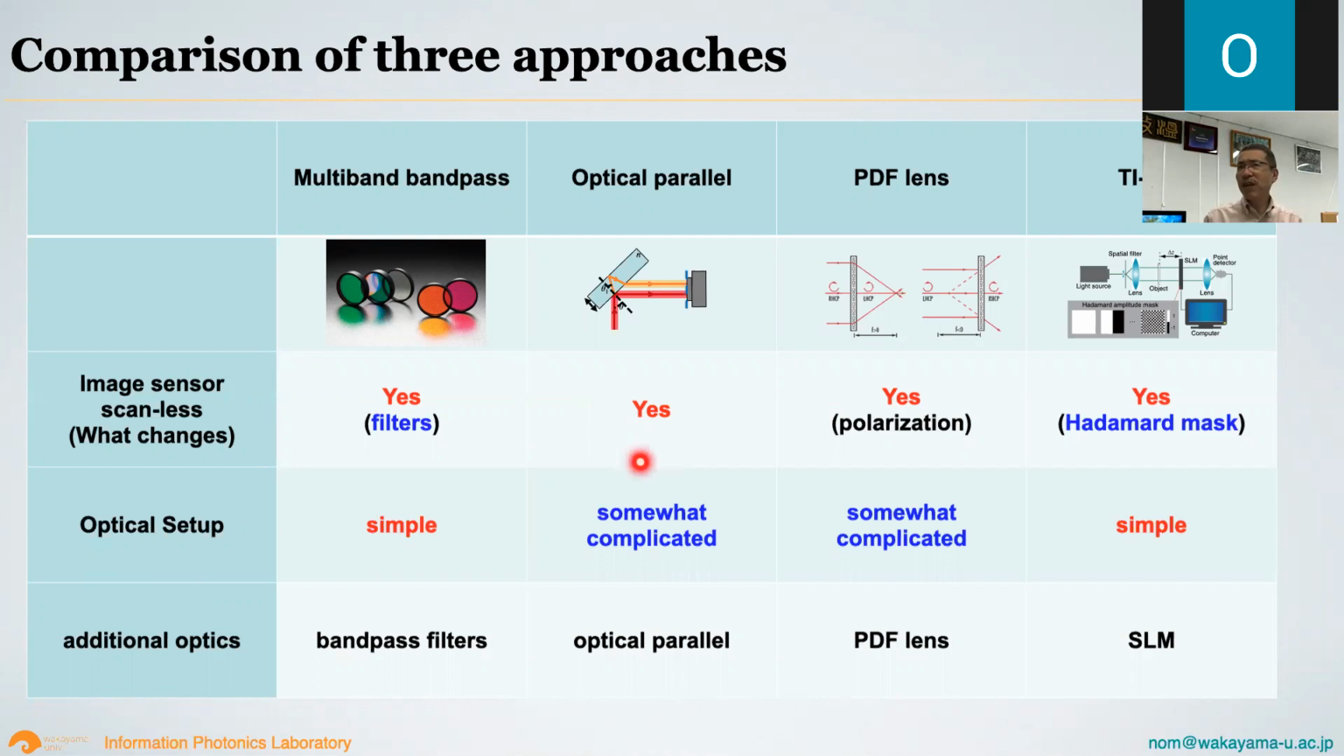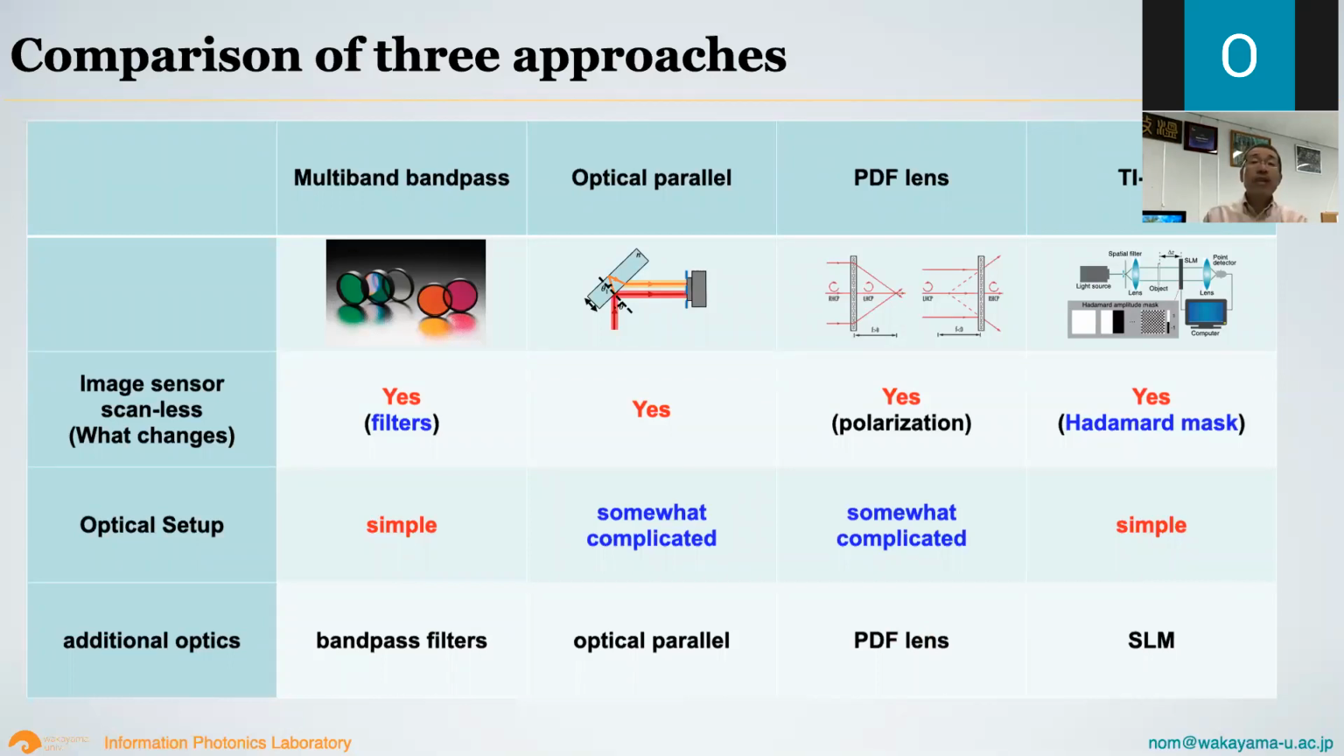Optical path difference, the path length changes. In the passive optical parallel case, polarization is changed. In this one, the random mask, the Hadamard mask, will be changed. Optical setup: this one is simple, this one is a little bit complicated. Additional optics: bandpass filters, optical parallel, PDF lens, etc.